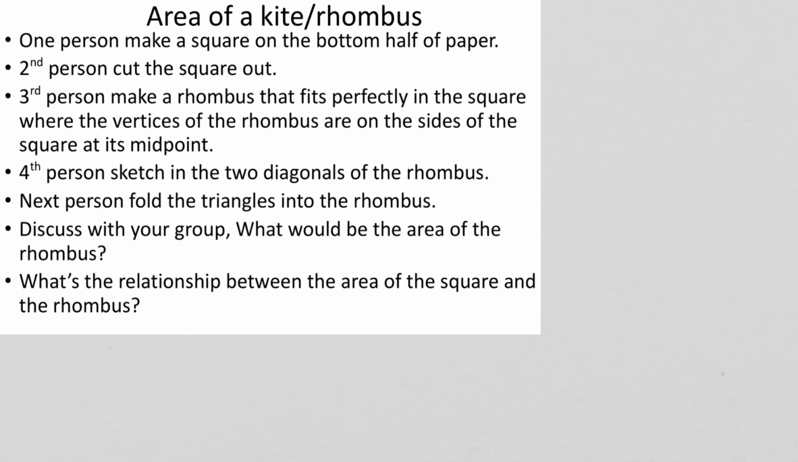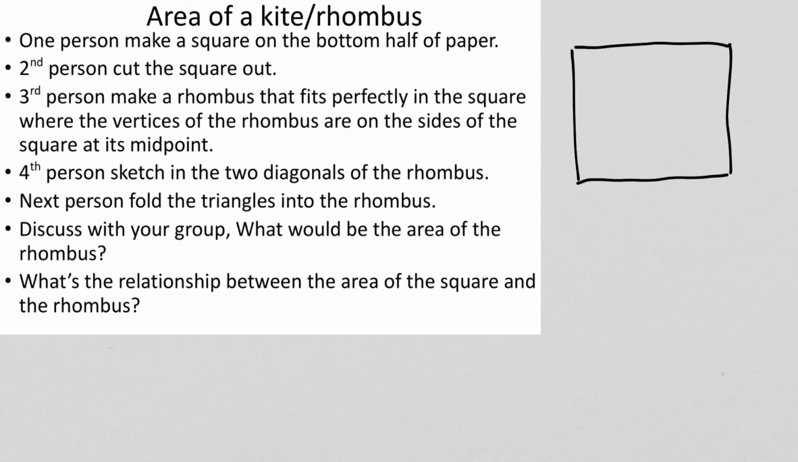All right, last formula is the kite or the rhombus. All right, so again, they would do this on paper, but let's talk about, we could do it kind of visually by drawing it. So one person's going to make a square. So let's make a square. And then the second person is going to cut the square out. Third person is going to make a rhombus that fits perfectly in the square where the vertices of the rhombus are the sides. So let's do this in blue.